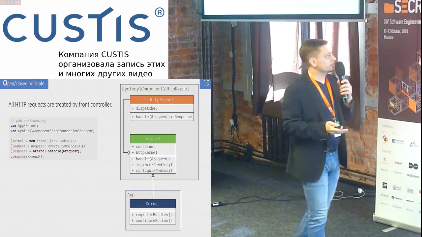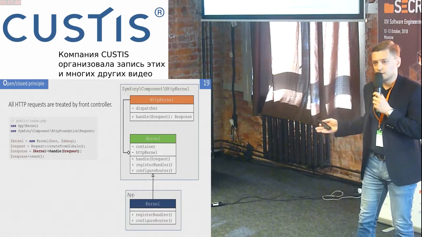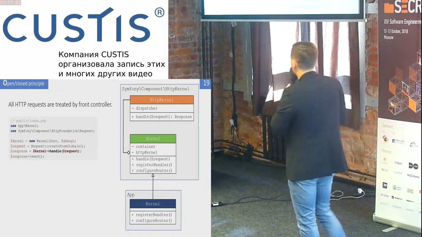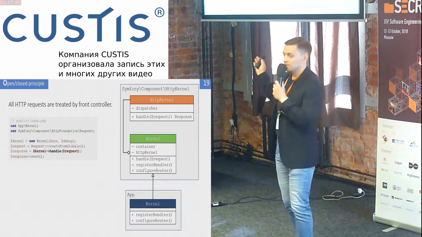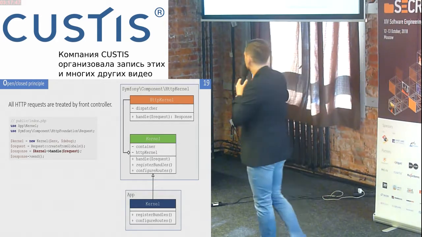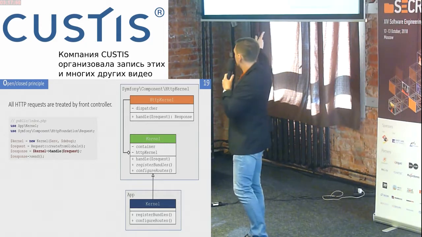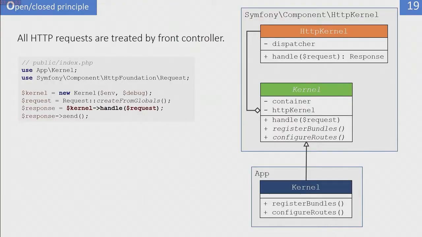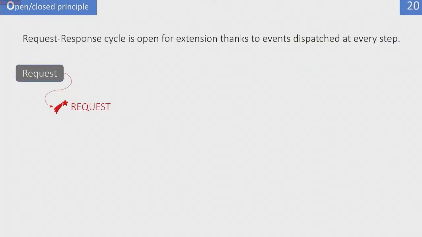So where do these listeners come from? Merely from anywhere. Usually they are registered in bundles that you define in your application, under the kernel, under the app namespace. This is your class that you create. So this is a handle function.